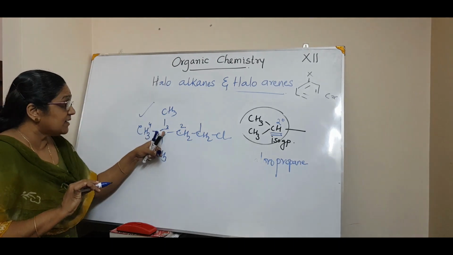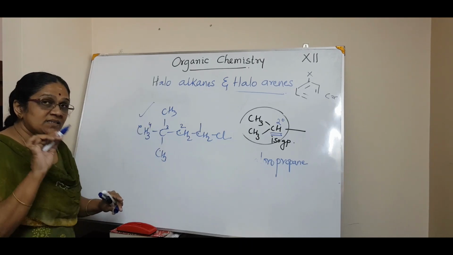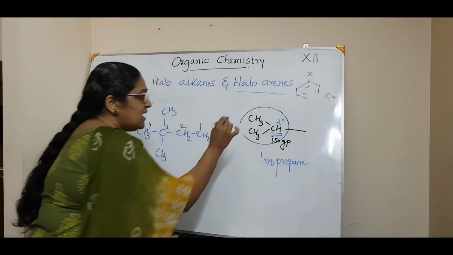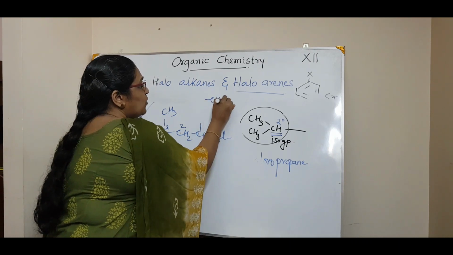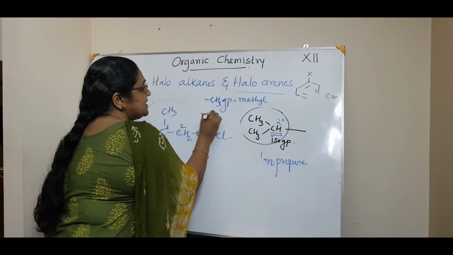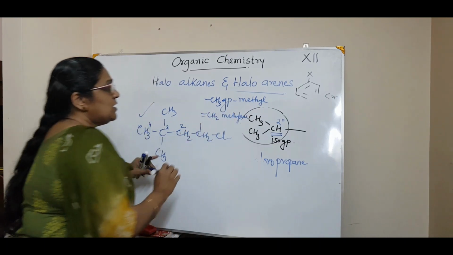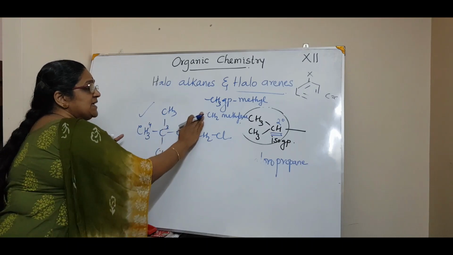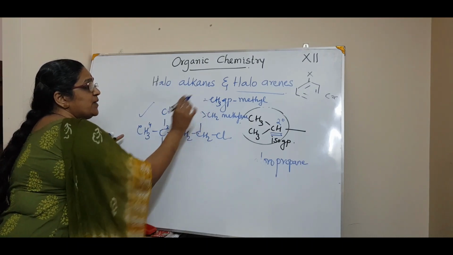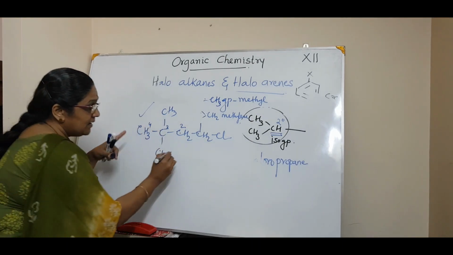Then in the third carbon atom there are 2 methyl groups. See, CH3 group is called methyl. If somebody doesn't know, please note it down. CH3 group is called methyl, and CH2 group is called methylene. Please write it down. So how will you write? Listen.